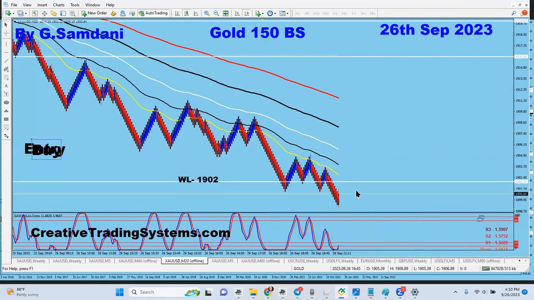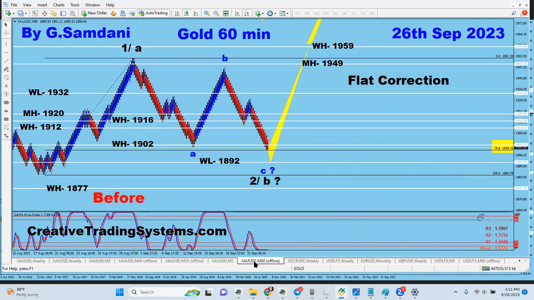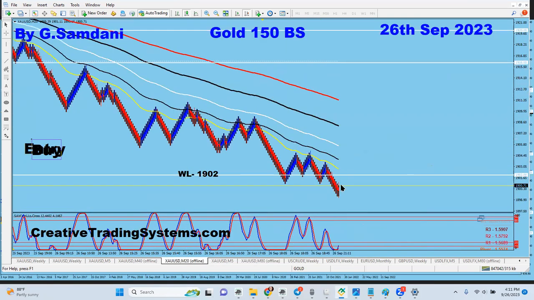Now we are at 1902. In fact, it is probably going to be 1892, 1898, something like that. Let me see which one I'm talking about. 1892, right? So 1902 right now, and then 1899 is 78%, and 1892 is the number below. So somewhere here, we're going to be making a turn and start to go up.